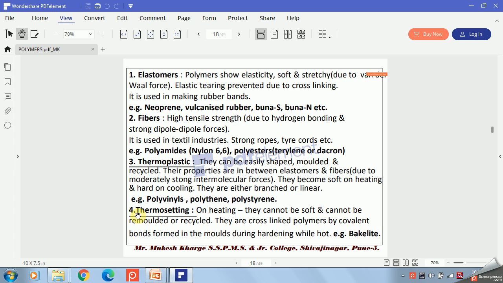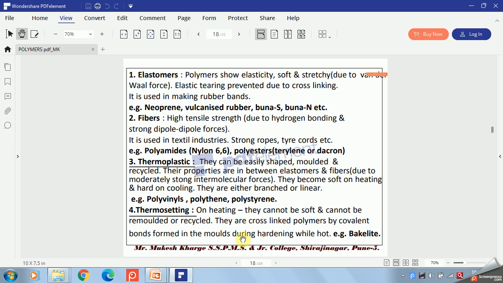The next type of polymer is thermosetting polymers. On heating, they cannot be softened like thermoplastics and cannot be remolded or recycled. They are cross-linked polymers, due to the covalent bonds formed in the mold during hardening when they are hot. So these polymers are different from thermoplastics.